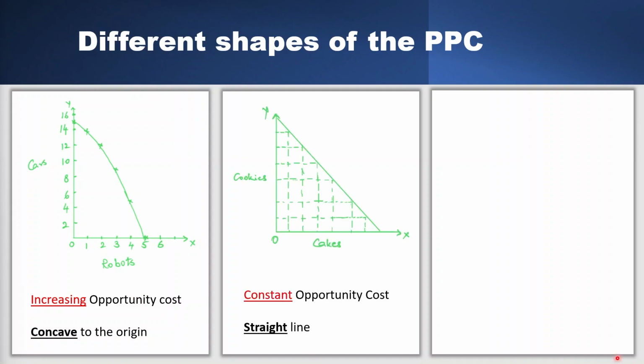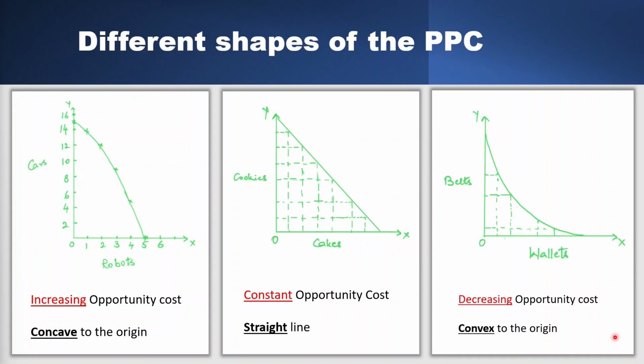In case of straight line PPC, the inference is that the resources are equally efficient in the production of two goods. For example, in a bakery, it may not matter if the baker has to bake cookies or cakes. The resources may almost be the same even in terms of skill and expertise.